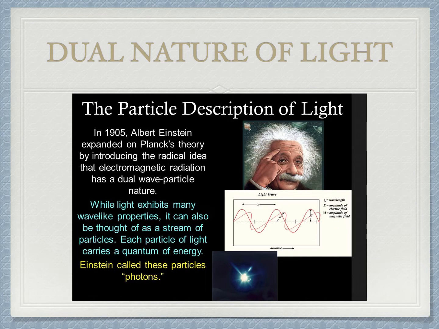In 1905, Albert Einstein expanded on Planck's theory by introducing the radical idea that electromagnetic radiation has a dual wave particle nature. When we understand that light could be either a wavelength or a particle, this is what happens. When you go to the eye doctor and get examined for glasses, it's based on the wavelength theory. But what happens if how we see is really determined by the particle theory, which means by the information that we extract from the environment visually, and which will be explained.